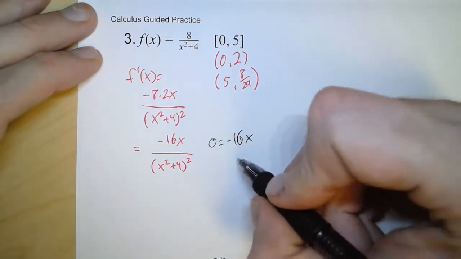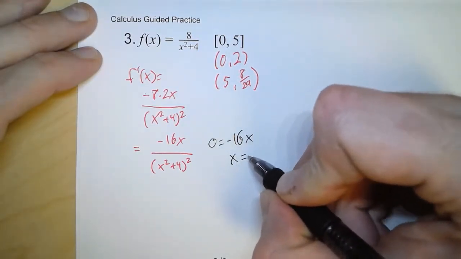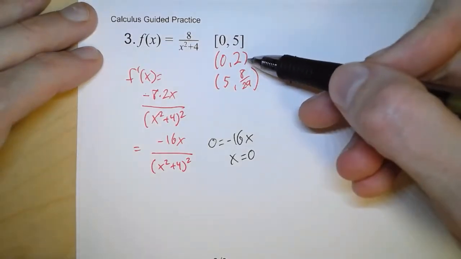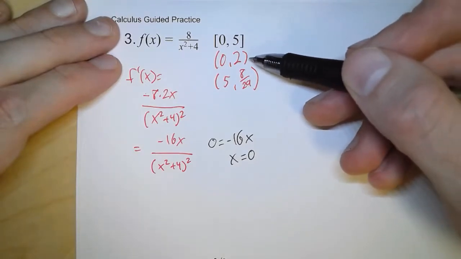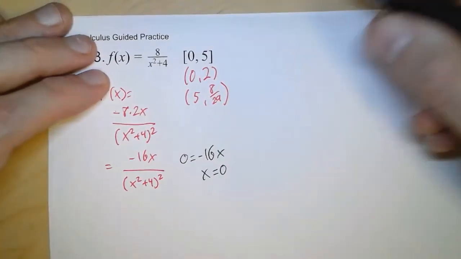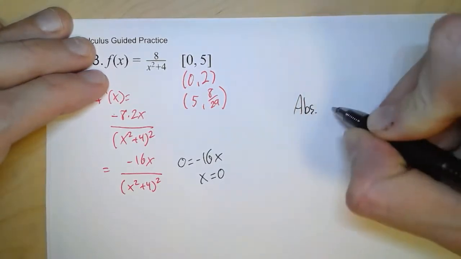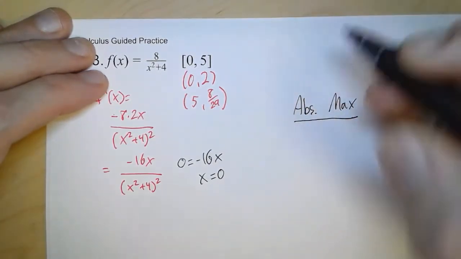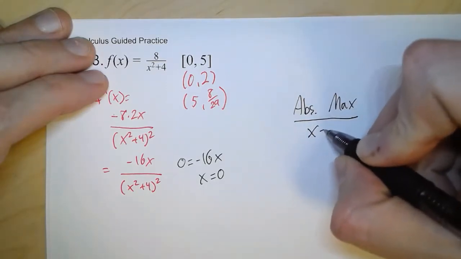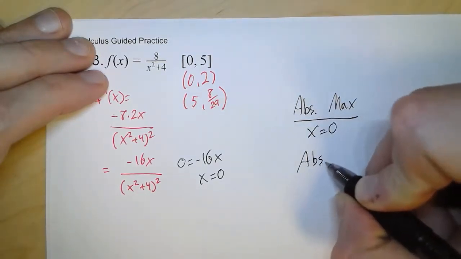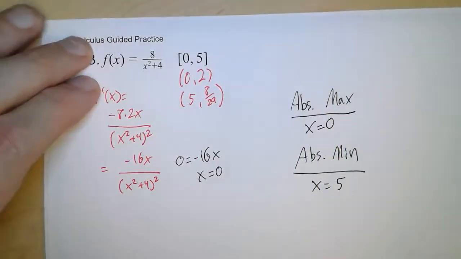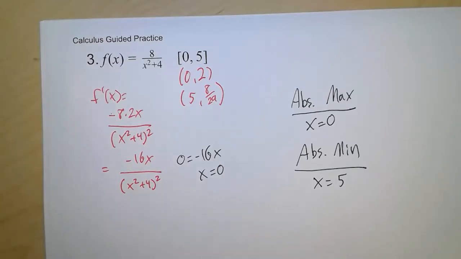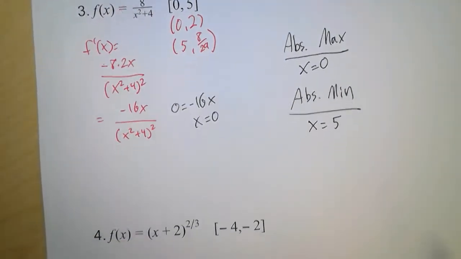So when we get x by itself, we get x equal to 0. But as it turns out, we already identified that up here. And so, yes, it turns out that this has a slope of 0, but we've already identified it as an endpoint. So we can go ahead and say that our absolute maximum is at x equals 0. And our absolute minimum is at x equals 5. So finding the derivative in this case didn't introduce any new critical points. But since we don't know that, we have to find the derivative every time.